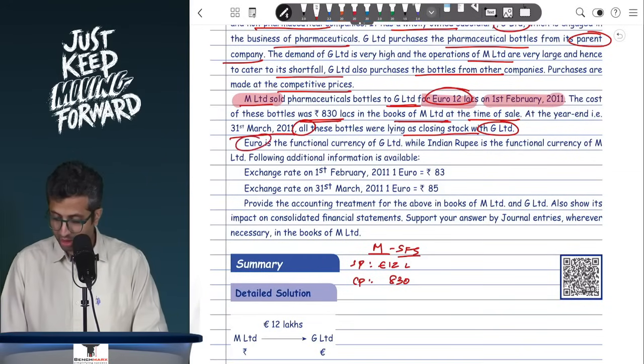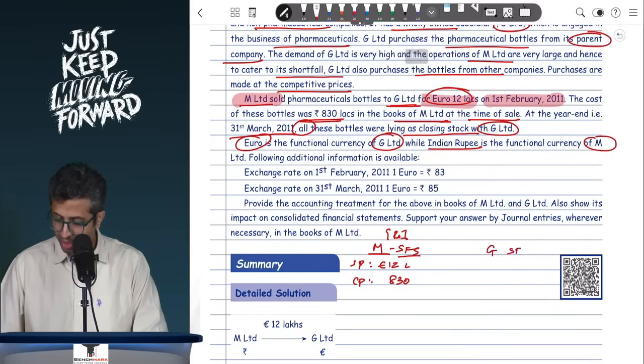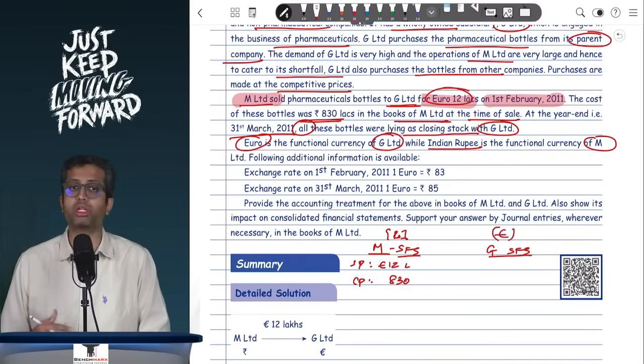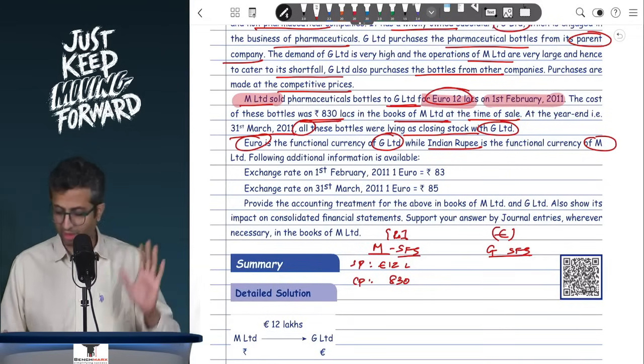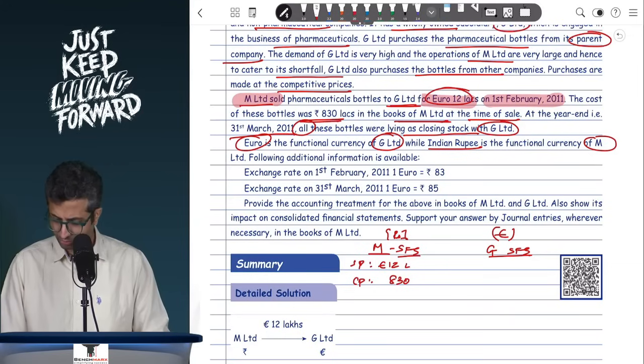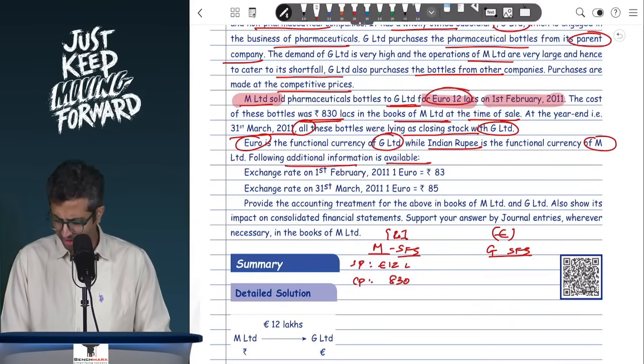Euro is the functional currency for G, whereas rupee is the functional currency for M. So when I look at M, the currency is a rupee. When I look at G in its SFS, the currency is a euro. So M will have to convert the 12 lakh euro of sale into rupees at the prevailing rate as on the date of the transaction. The following additional information is available.